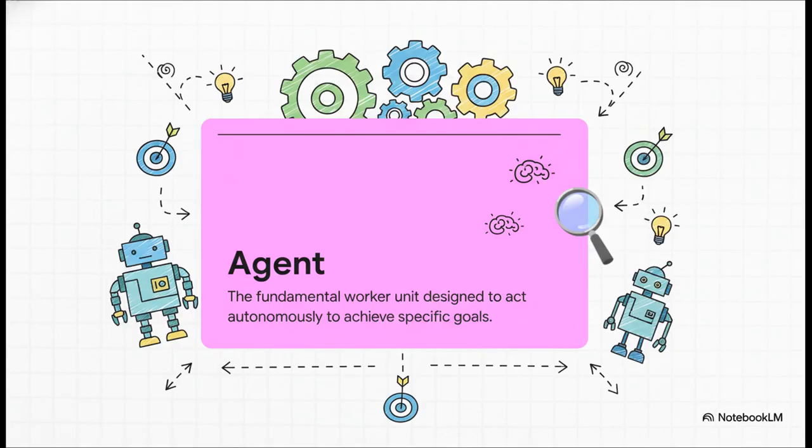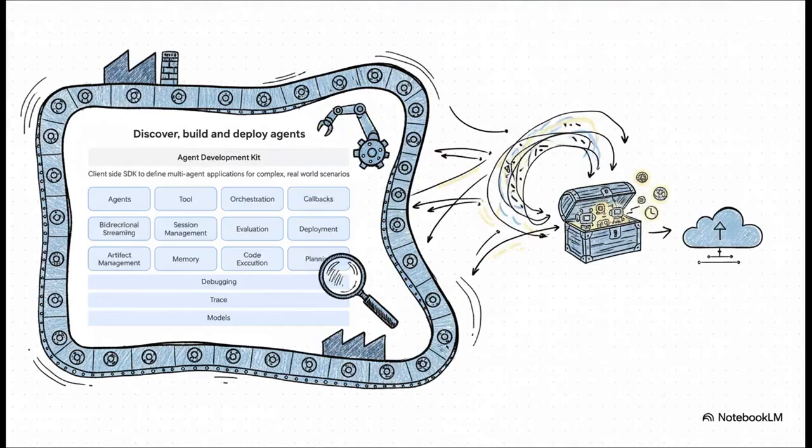Okay, so in the ADK universe, an agent is your fundamental worker bee. It's this self-contained little unit of AI that acts on its own to get things done. It could be doing something simple or something super complex, but the key word here is autonomous. It works by itself. And you can see here, the ADK isn't just one little piece of software. It's a whole toolbox, a complete client-side software development kit. It gives you literally everything you need: the agents, the tools, ways to manage them, memory, debugging, you name it. Think of it as getting the whole factory, not just one machine.